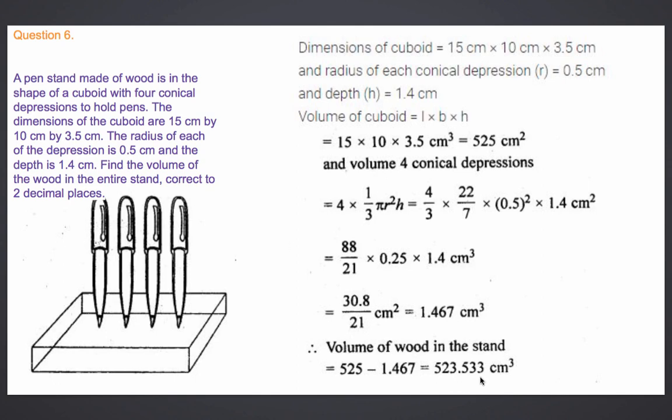Now this I have not done. Can you tell me why? See, it's easy. What is the third digit after the decimal point? It is 3, which is less than 5. Whenever it is less than 5, we drop it as it is. So the answer will become 523.53 centimeter cube, correct to 2 decimal places. Just the rounding is to be done. Had it been 5 or more, we would increase the previous digit by 1 and then write the volume in 2 decimal places.